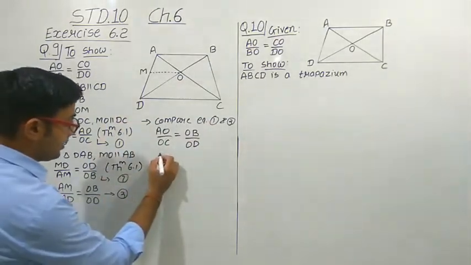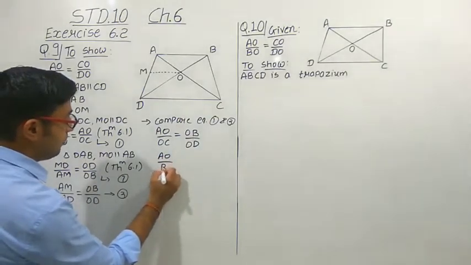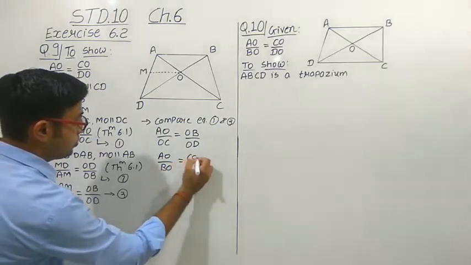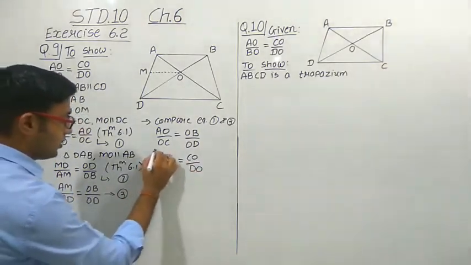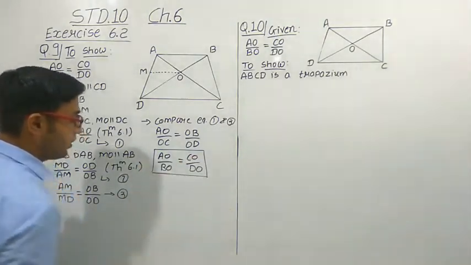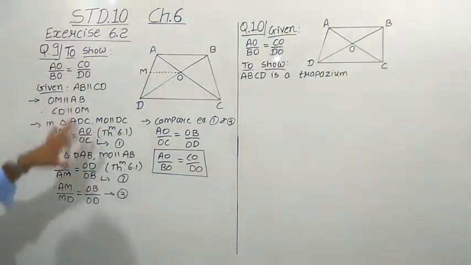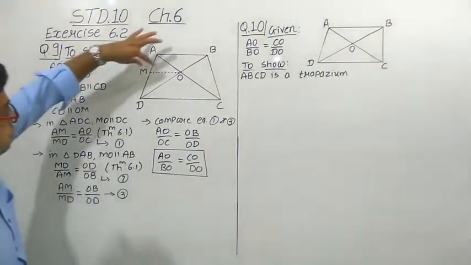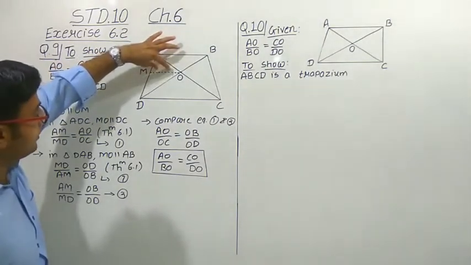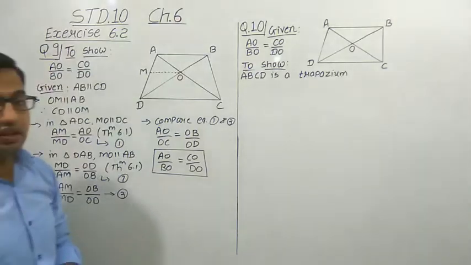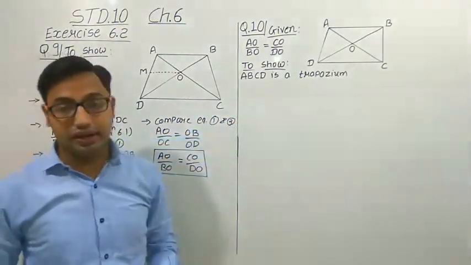So here we get AO upon BO is equal to CO upon BO. And this is the required result that we have to show. Right? So simply we have to just construct this MO line, which is parallel to DC and AB. In the same way, now let us study question number 10.